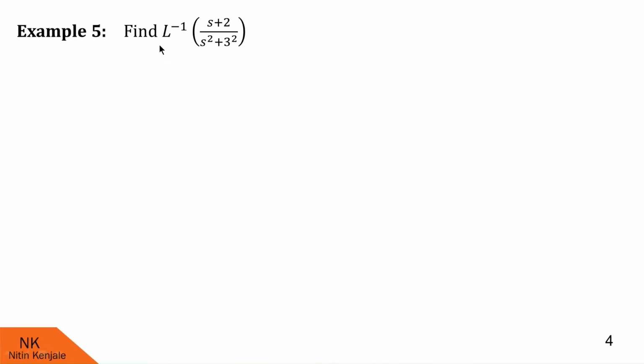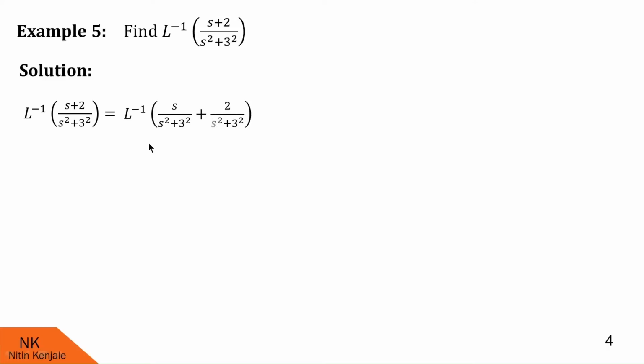Here we have to find L inverse of s plus 2 upon s square plus 3 square. To find this L inverse, we first distribute this function over this addition. We write it as s upon s square plus 3 square plus 2 upon s square plus 3 square. Now you can use linearity property of L inverse and distribute this operator over this addition in this way. Now we have to find out L inverse of s upon s square plus 3 square.